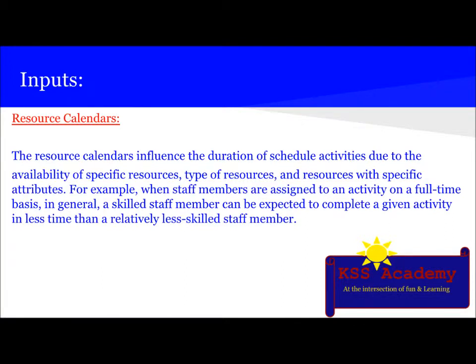Then the next input is resource calendar. The resource calendars influence the duration of scheduled activities due to the availability of specific resources, types of resources, and resources with specific attributes. For example, when staff members are assigned to an activity on a full-time basis, in general, a skilled staff member can be expected to complete a given activity in less time than a relatively less skilled staff member.